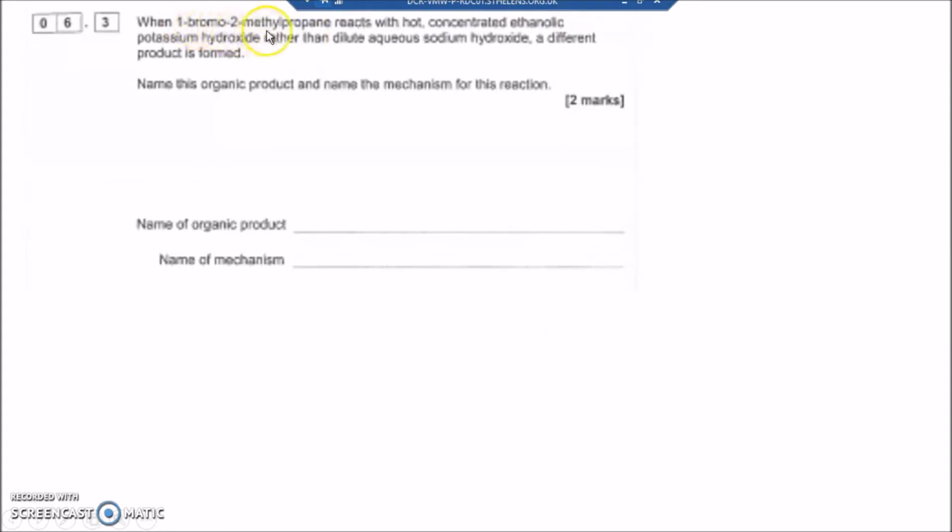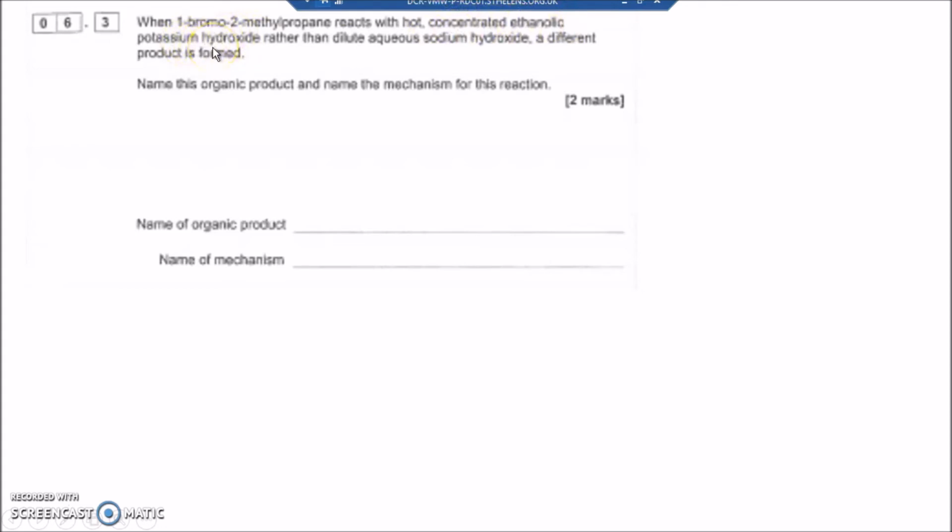6.3. When 1-bromo-2-methylpropane reacts with hot concentrated ethanolic potassium hydroxide. Here's another clue: hot ethanol, hot alcohol, hot ethanolic solution. That means I get something called an elimination reaction. So when I change the conditions, I get an elimination reaction.